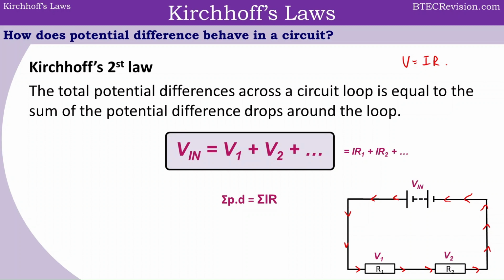So we can also write this in a short form. If you remember this sign, sigma, it means the sum of the potential differences. So in this case, V in is equal to the sum of the potential differences dropped around the circuit, so sum I times R. And in this case, that would be V1 here and V2 over here. And this second law is based upon the law of conservation of energy, which essentially states that the energy you put into the circuit equals the energy you get out of each loop in the circuit.